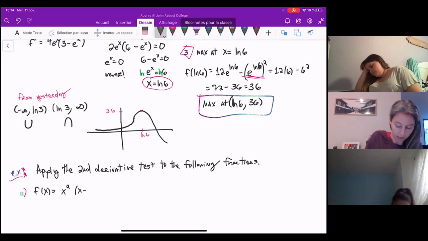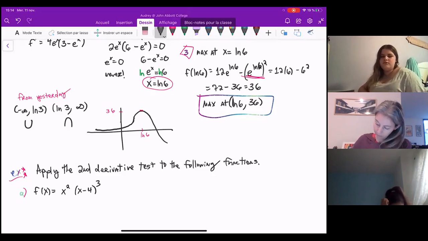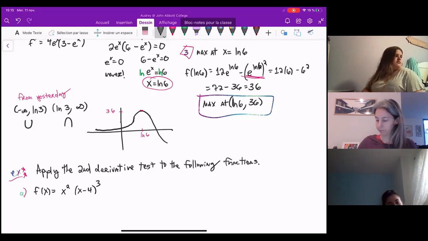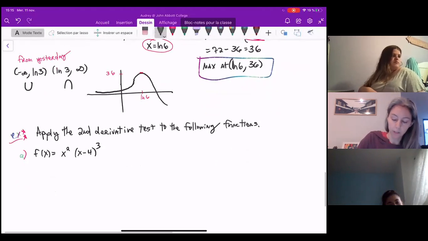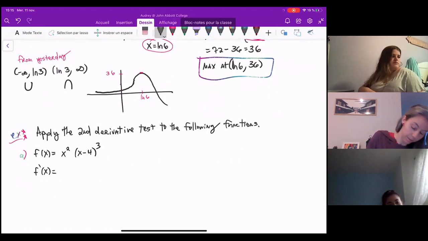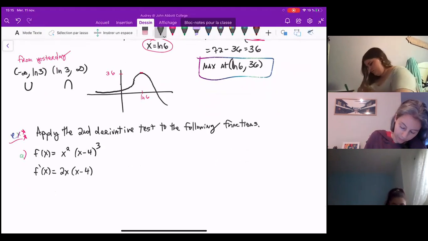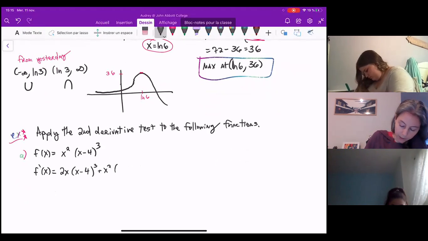So we're going to start with this one where I have f of x is equal to x squared times x minus 4 cubed. Okay, so the first thing that we do is, in the previous questions, we'd already done it. So we need to find the first and second derivatives. So what rule do I need to find my first derivative here? You got it, the product rule. So I'm like, the derivative of the first times the second plus the first times the derivative of the second.